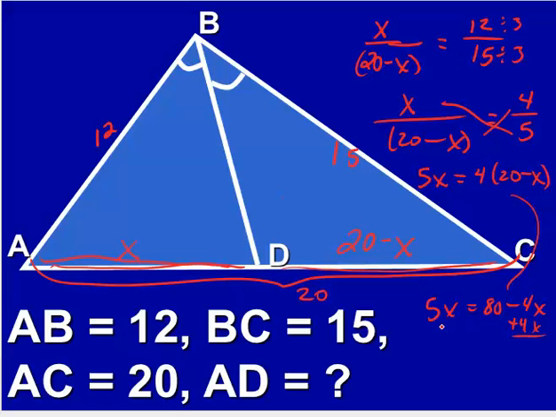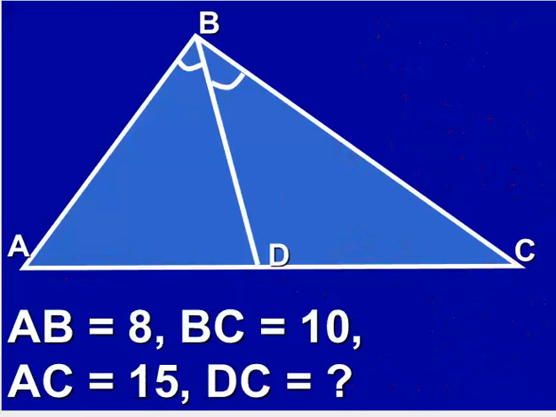We're going to add the 4X to both sides. 9X equals 80, dividing by 9. 9 goes into 80 8 times. 8 times 9 is 72. 72 to 80 leaves us 8 more. So we have 8 8/9. And you could list the fraction or the decimal. That is fine. Let's look at one more kind of these. And then we'll talk about another theorem.